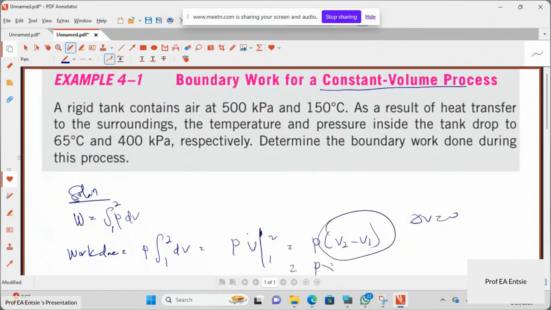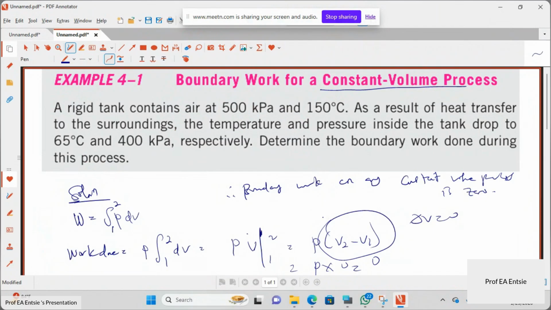Then the work done on a constant volume process is zero. Therefore, boundary work on any constant volume process is zero. So don't forget that.